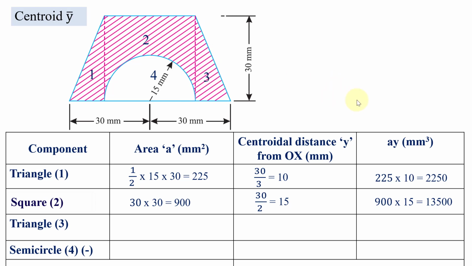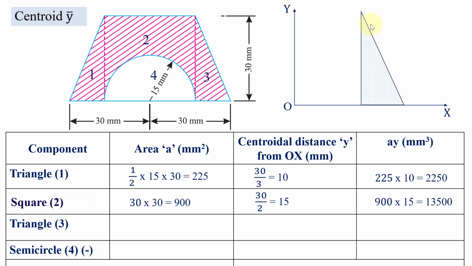So we are going to construct the reference axes here again, OX and OY, and we are going to draw the triangle here in this orientation, same as that of how it is represented in the entire irregular shape. So this is the triangle here. So the height of the triangle is, again, going to be 30 mm, and the breadth is 30 minus 15, that is the radius of this semicircle, so it is going to be 15 mm.